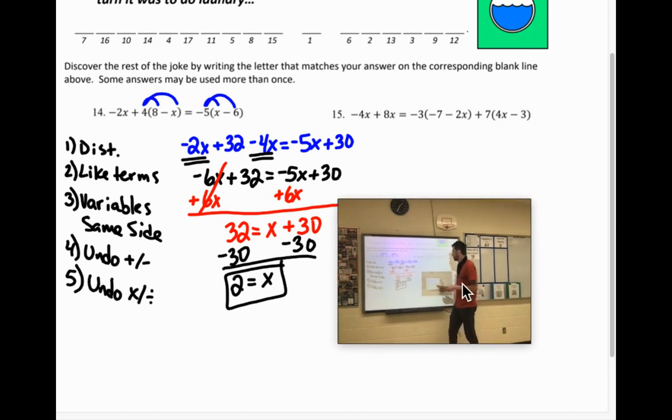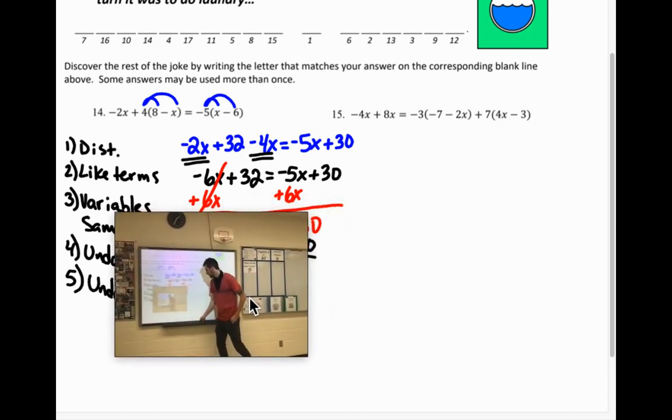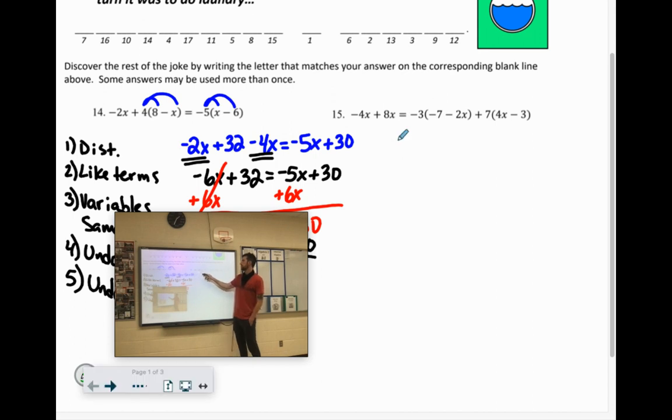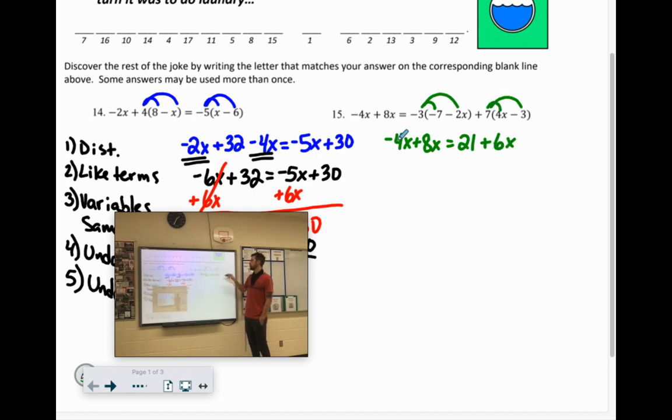I'm going to scooch over here. Step 1 is distribute. So we can't do anything on the left side, so I'm just going to rewrite the left side, negative 4x plus 8x. On the right side, we can distribute the negative 3, which would give us positive 21, positive 6x. If we distribute the 7, that would give us positive 28x and negative 21.